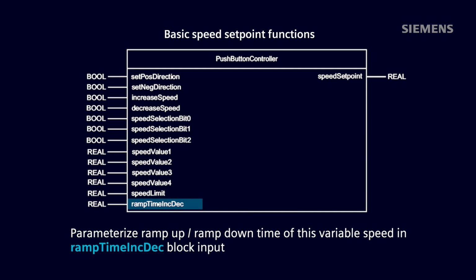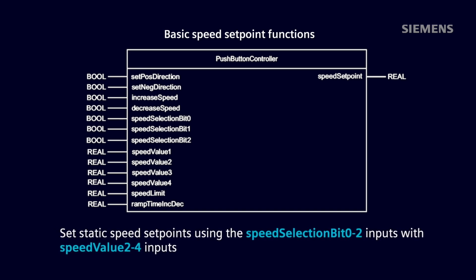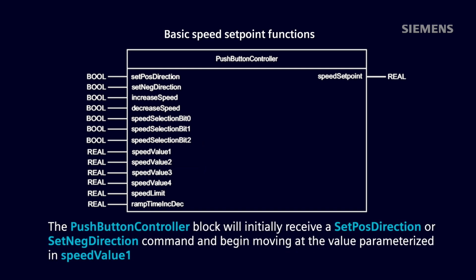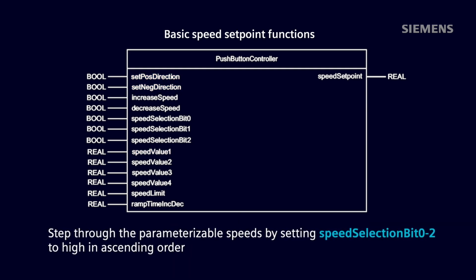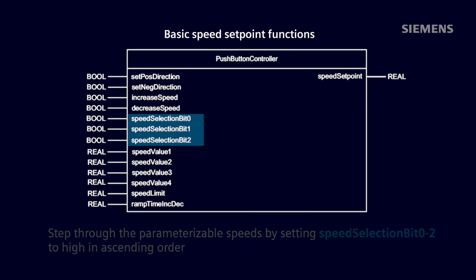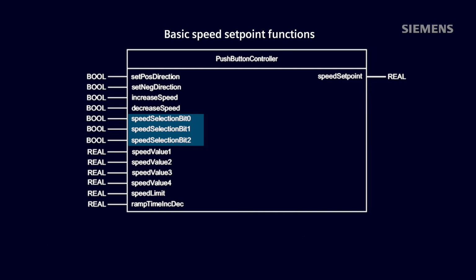Finally, you can set static speed setpoints using the speed selection bit 0 through 2 inputs along with the speed value 2 through 4 inputs. The push button controller block will initially receive a set pos direction or set neg direction command and begin moving at the value parameterized in speed value 1. From there, you can step through the parameterizable speeds by setting speed selection bit 0 through 2 to high in ascending order. This will be shown in a live demonstration of the push button controller block.